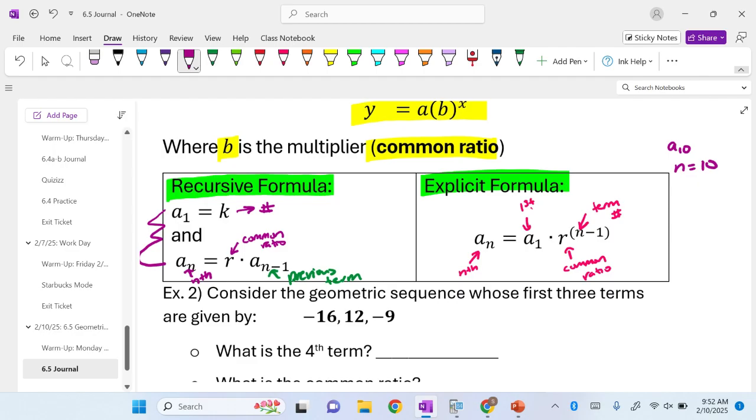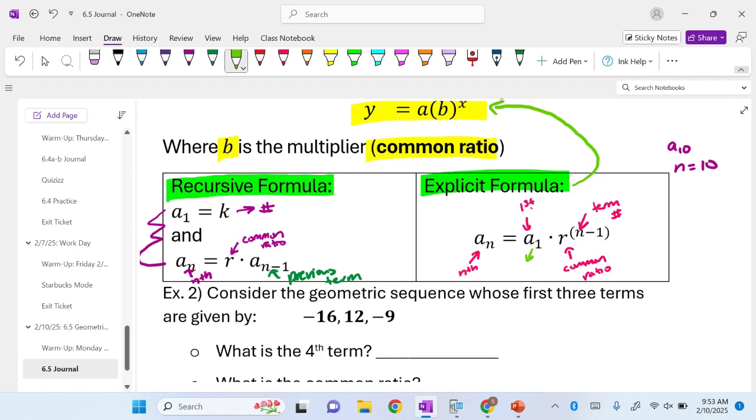Why does the explicit formula look familiar? Elise? It looks exactly like our exponential function. An explicit formula is pretty much exactly our general form of an exponential. It's just written differently.